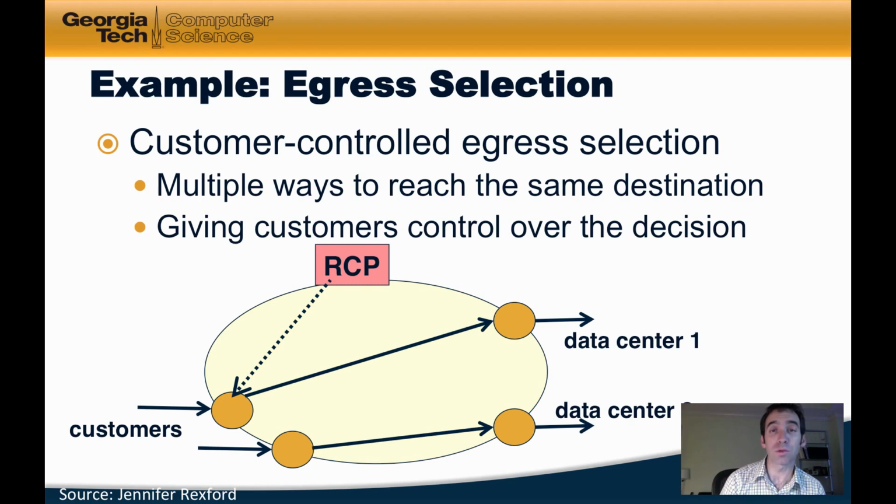This would, by contrast, be very difficult in today's networks because BGP is routing traffic based on destination prefix. So if a particular service was served from a particular destination prefix, all of the traffic, regardless of customer, would go to the same data center. In this particular case, the RCP could route traffic to different data centers depending on the source, in this case, depending on which customer the traffic was originating from.